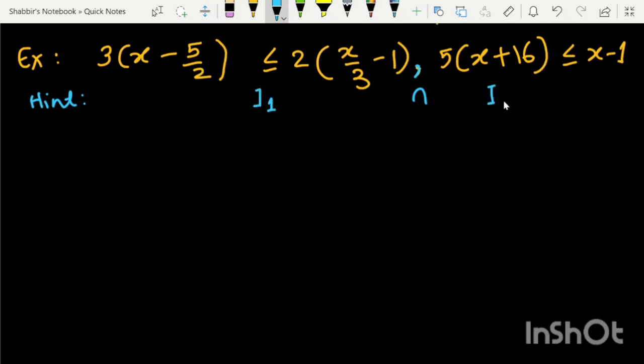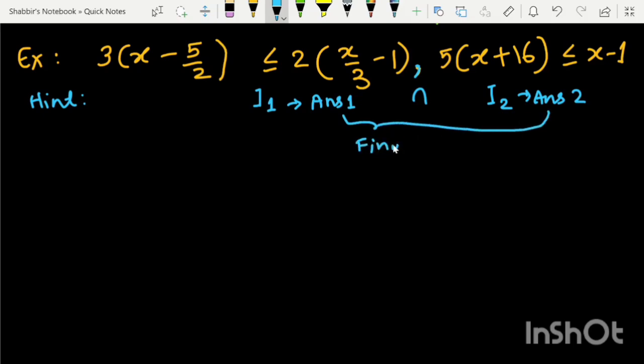Intersection means if this is inequality 1 and if this is inequality 2, whatever the answer that we get after solving inequality 1, let's say it is answer 1, and answer 2 after solving inequality 2, we can take the intersection of these two to get the final answer. So that way we can solve it. So let's see the solution now, guys.